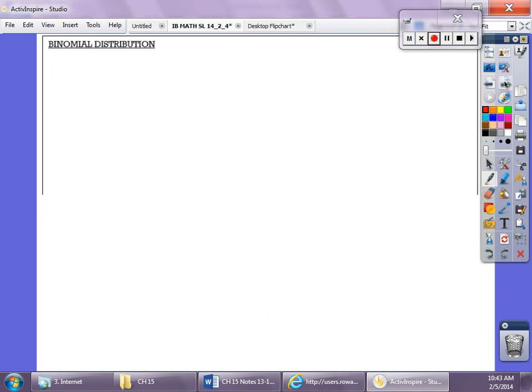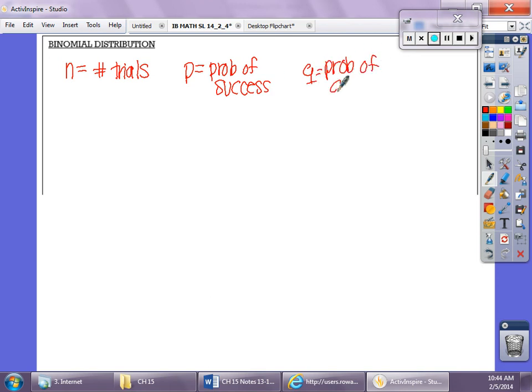All right, so a binomial distribution. How do we find an actual binomial distribution? It's going to look very, very similar. So things that you want to identify right away. When you do your binomial, you want to identify what your n is, your p, which is the probability of success, and then q, which is the probability of failure.